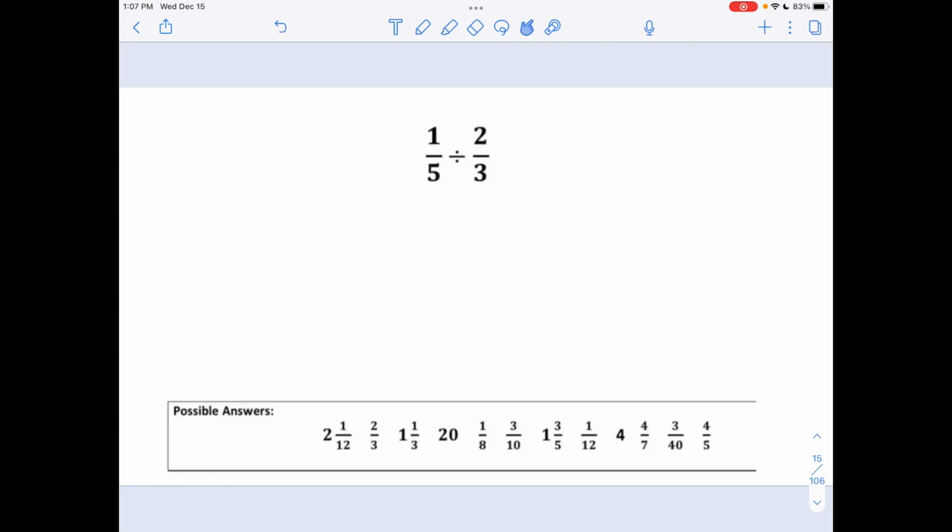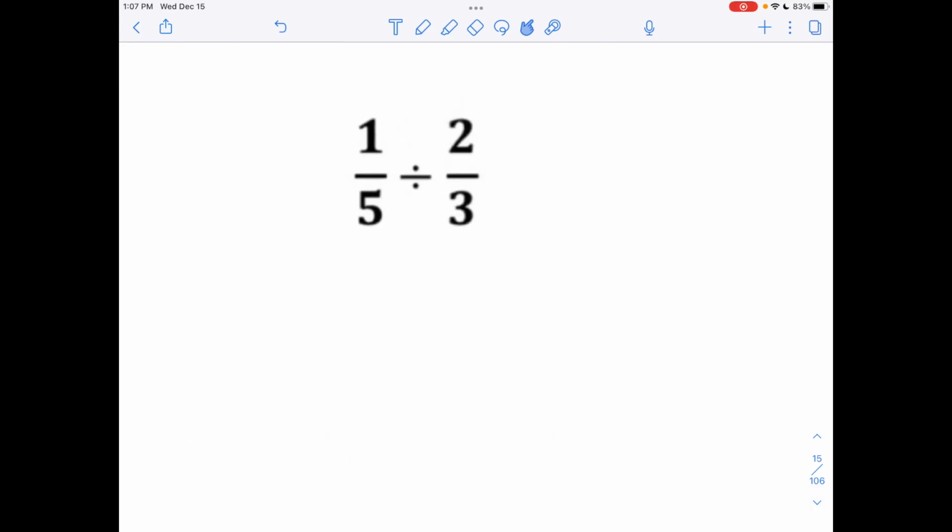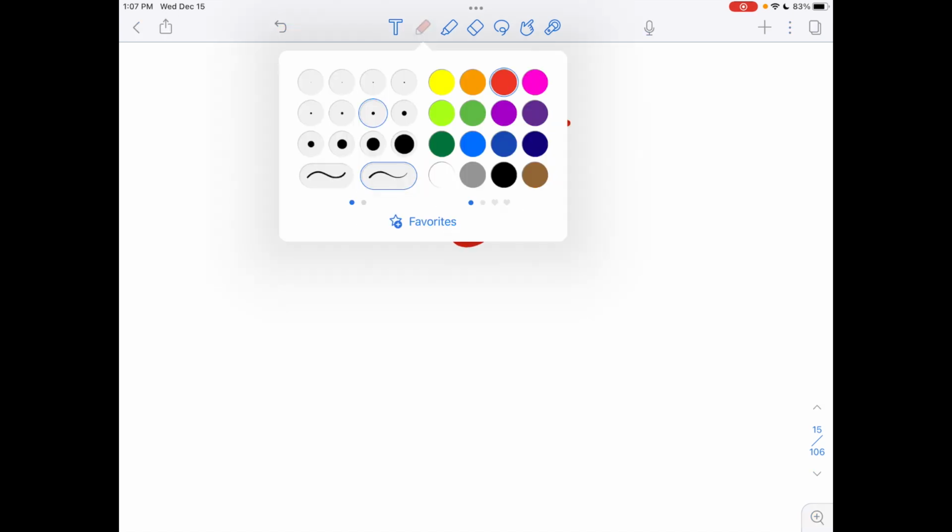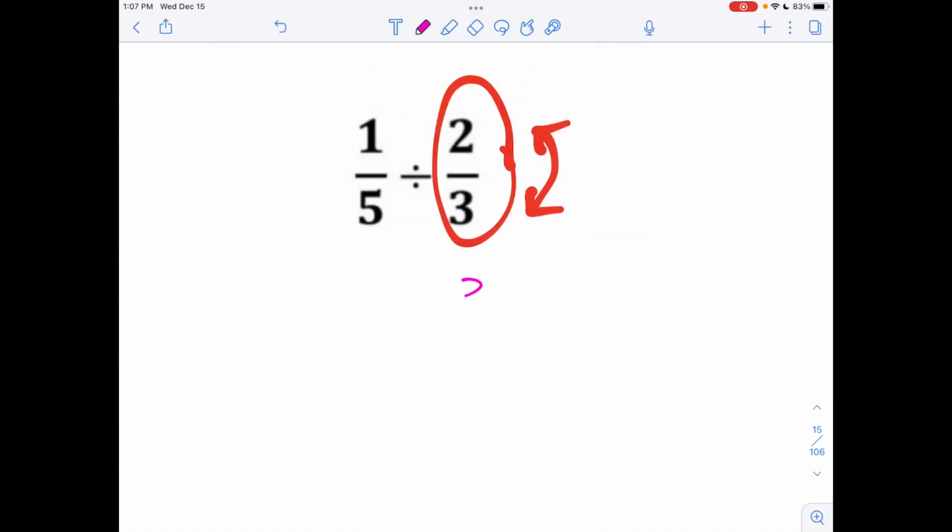So I'm going to do a couple of examples. Just jumping to the main idea of if I want to divide a fraction by a fraction, or if I want to divide by fractions, I just need to look at the second fraction, 2/3. Grab a different one, 2/3, and I need to flip it over and change it into its reciprocal, which is 3/2.